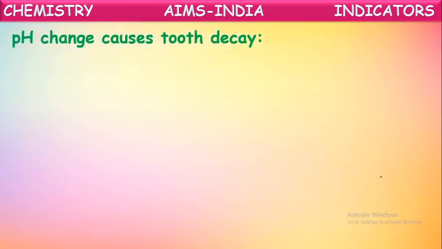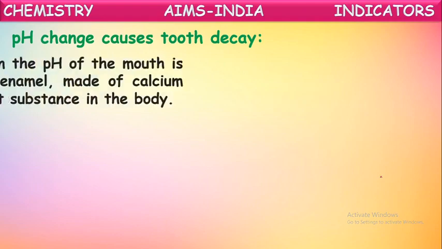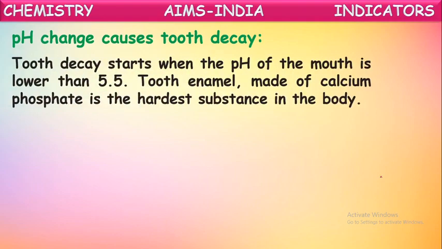Okay, that's one of the problems with the pH change. pH change causes tooth decay. Yes, tooth decay starts when the pH of the mouth is lower than 5.5. Actually, the mouth liquids like saliva have a pH nearby 5.5. If the pH is lower than 5.5, then we face some problems like tooth decay.